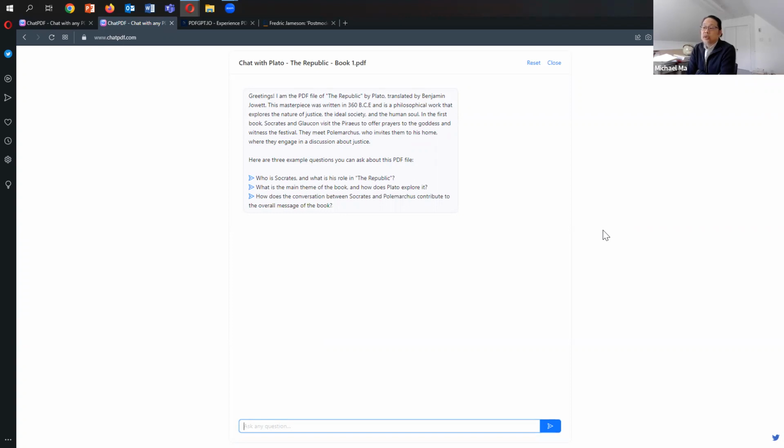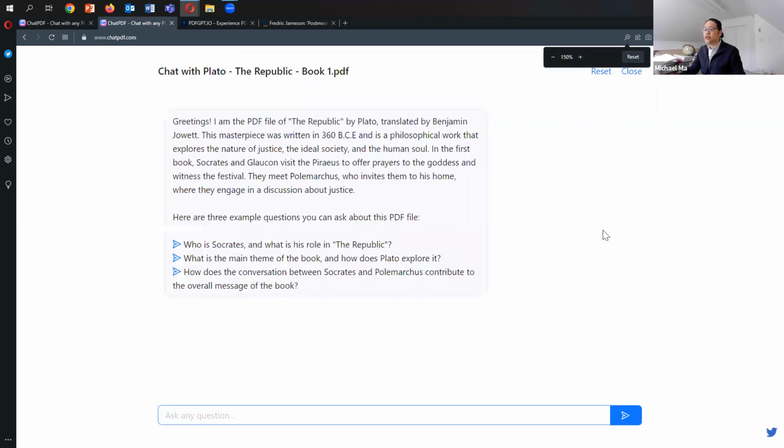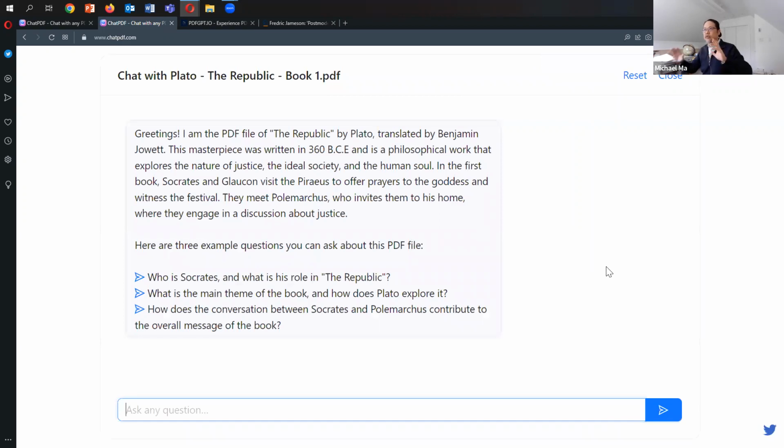In the first book, Socrates and Glaucon visit the Piraeus to offer prayers to the goddess and witness the festival. They meet Polemarchus, sorry, I'll make that larger, who invites them to his home where they engage in a discussion about justice. Here are 3 example questions you can ask about this PDF. So you can see the idea of the format or the framework of ChatPDF. It's allowing you to basically query or question or interact with the PDF alone. So it's sandboxed as just the PDF.